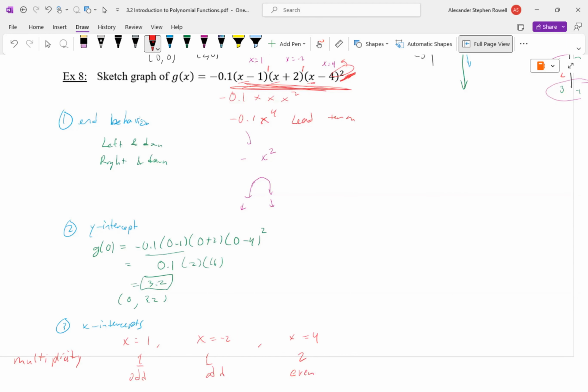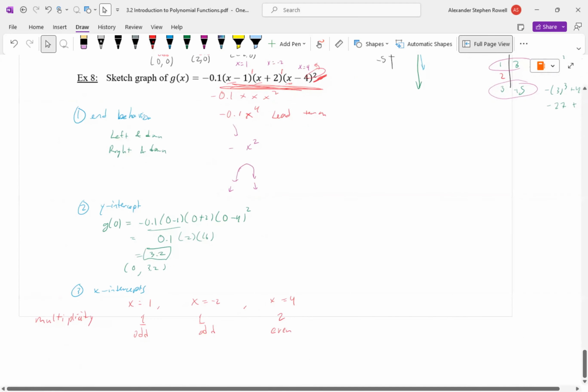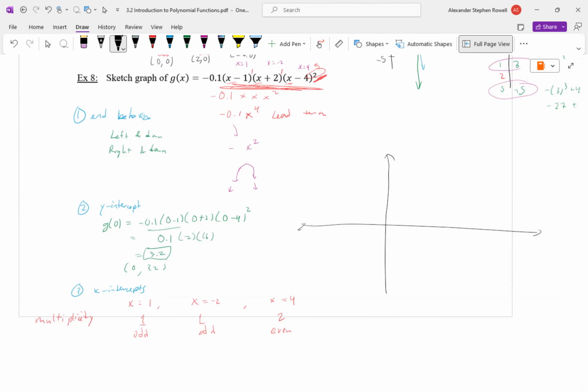Now we know the general shape of our graph. We just don't know how high and how low it goes. So let's go ahead and plot these. 1, 2, 3, 4, 5, 6. 1, 2, 3, 4. Oh, that's negative 4, sorry. 1, 2, 3, negative 4.